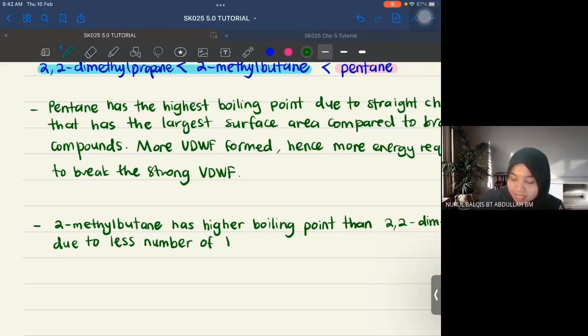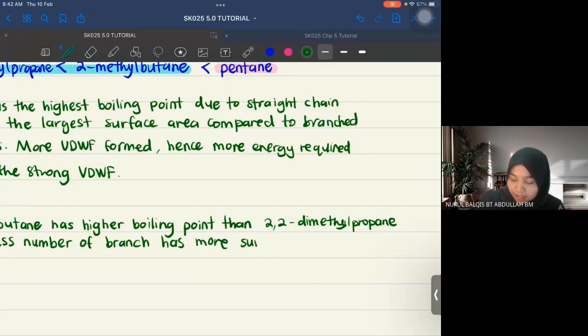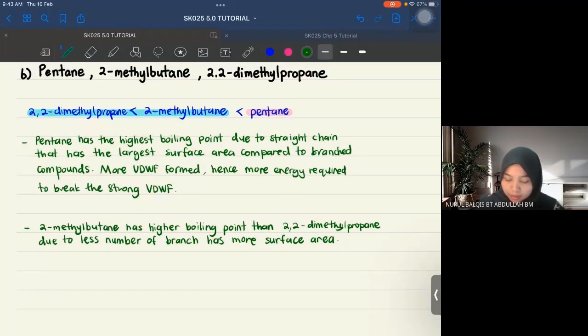Yes. Less number of branch has more surface area. Ikutlah awak nak cakap siapa dulu, nak cakap yang paling kecil ke paling besar ke, has more surface area. Asalkan cakap benda yang sama lah. Small surface area. Dah, cukup lah macam tu, okay tak?